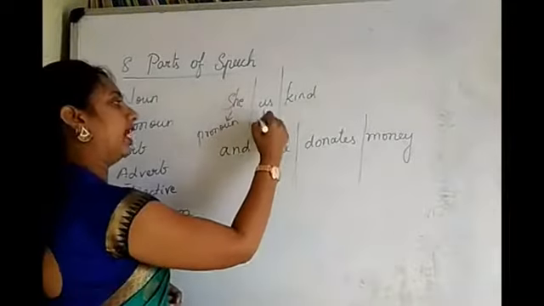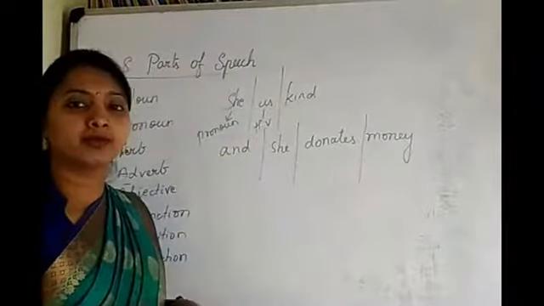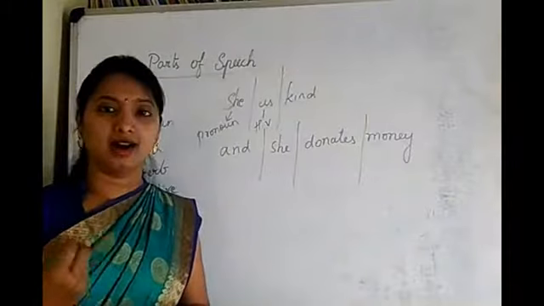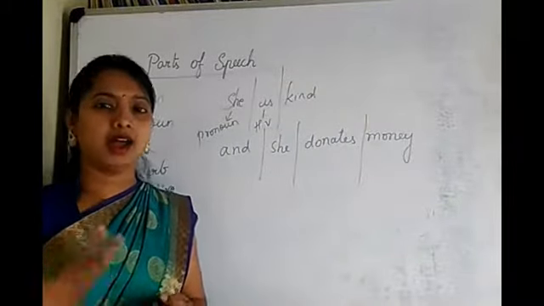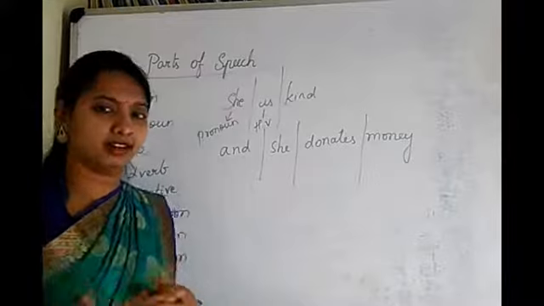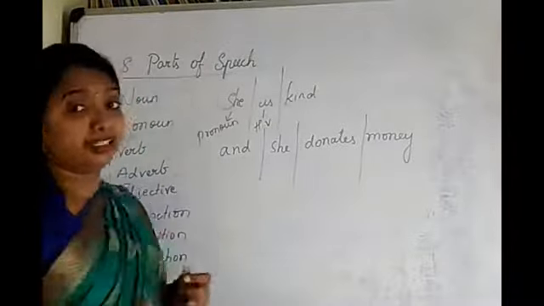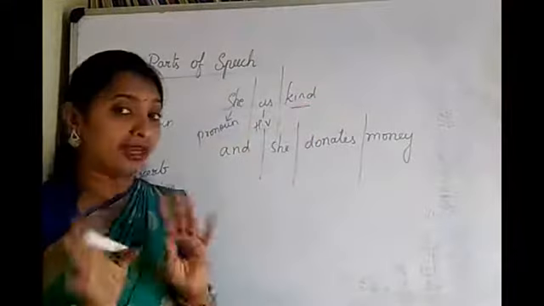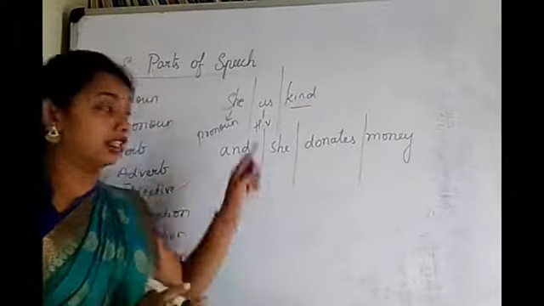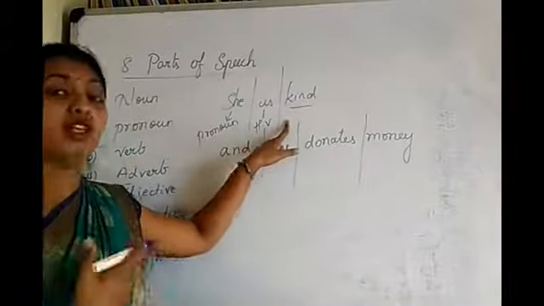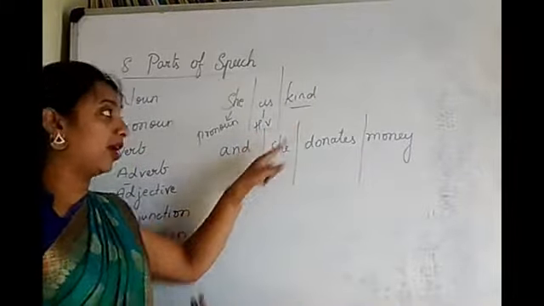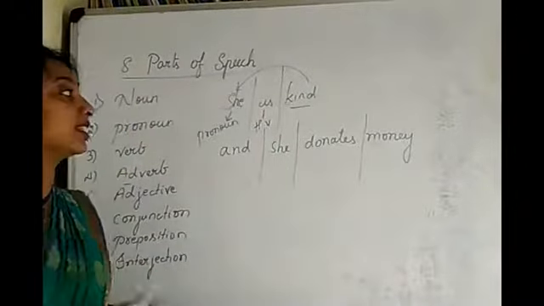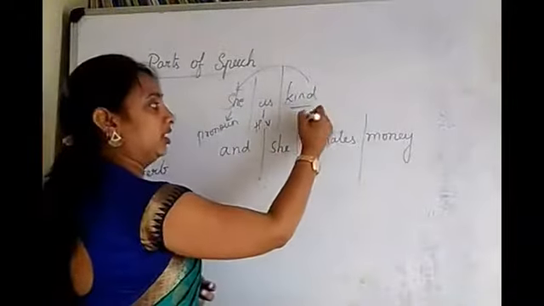Is is a helping verb. I gave you some examples for helping verbs. Am, is, are, was, were, has, have, had, may, might, like that. So, this is an example of a helping verb. Kind. It is not a main action word. Does it show any action? No. Then what is it speaking about? It's speaking about the behavior of this person. What kind of a person is she? She is kind. So, this is an adjective.